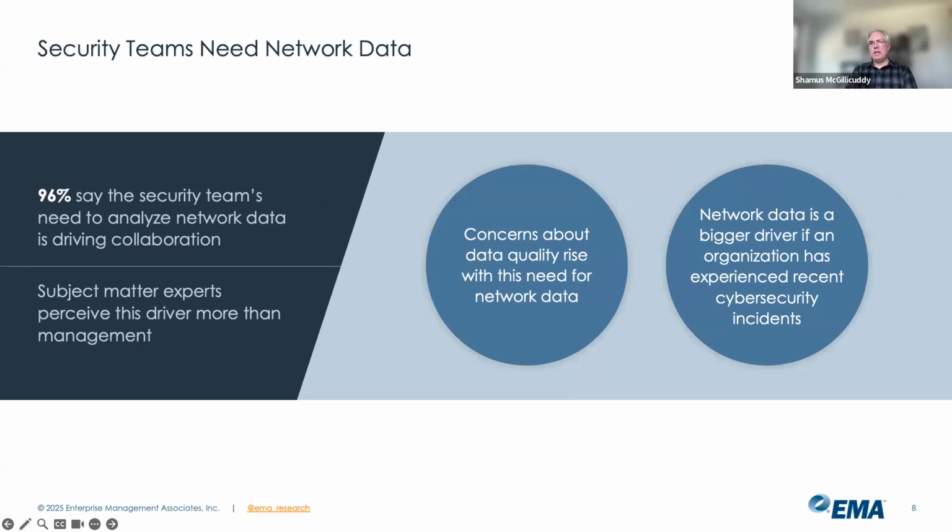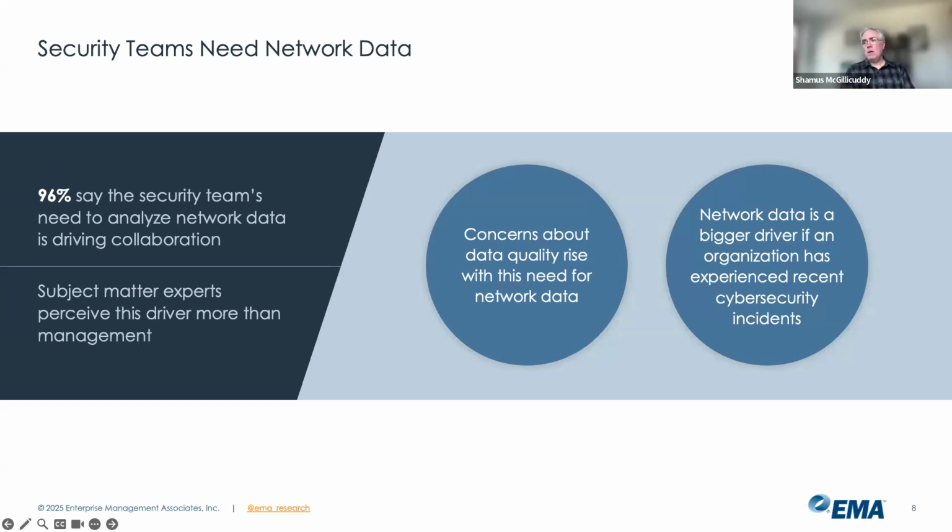One of the things that we hear in conversations and in the research we did recently is that security teams need network data, and that need for network data drives collaboration. 96% of the people in our survey that we published last year say that the security team's need to analyze network data is driving collaboration. And this data-driven convergence was much more obvious to the subject matter experts in the trenches, the network and infrastructure engineers, the security analysts, the architects, the people that are closest to the technology, than to people in director positions and VPs and CIO, CTO, CISO roles. So it's something that's driven from the bottom up, this need for data.